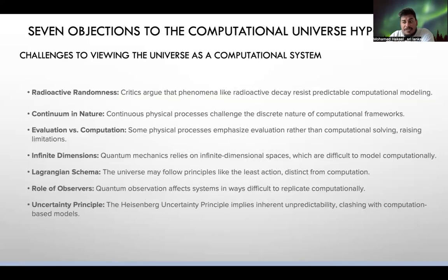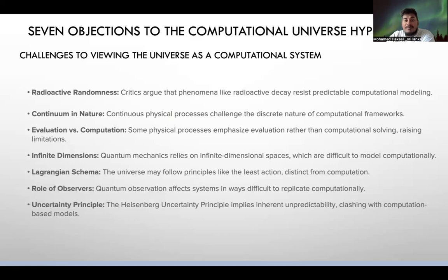And there are 7 objections to the computational universe hypothesis. Challenges to viewing the universe as a computational system. The first is radioactive randomness. Critics argue that phenomena like radioactive decay resist predictable computational modeling. Continuum in nature: continuous physical processes challenge the discrete nature of computational frameworks.